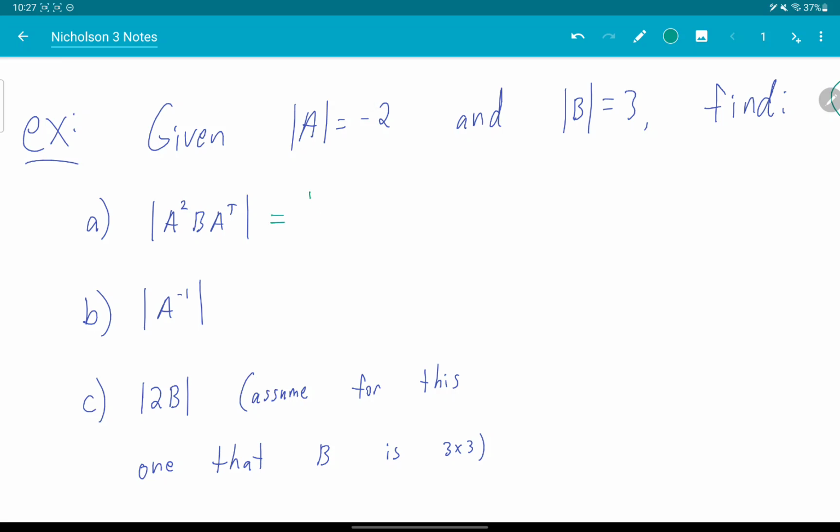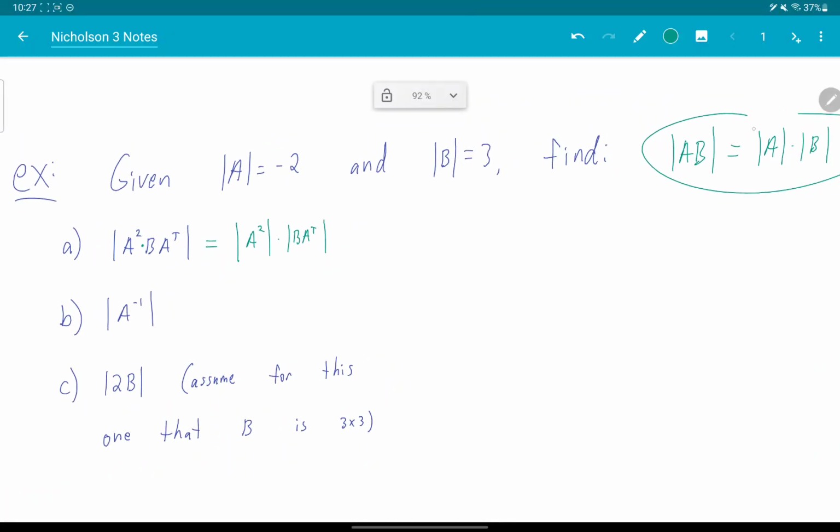So the idea here is that I can break it up like right here. I'll think about this product in green here times B A transpose. But then I can use this idea again. I can use it here and I can use it here. So the A squared in the determinant becomes this guy. And then you have determinant of B, determinant of A transpose.